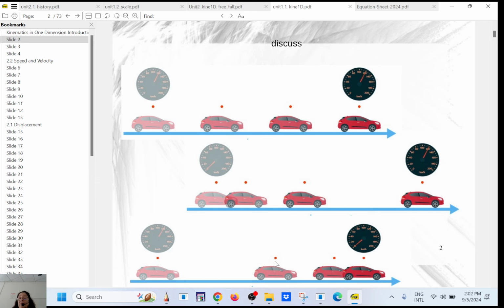Here you see the position for every unit of time. So it's slowing down. The velocity is still to the right because it's moving to the right. However, the acceleration is to the left. So when velocity and acceleration have opposite signs, that means it's slowing down.